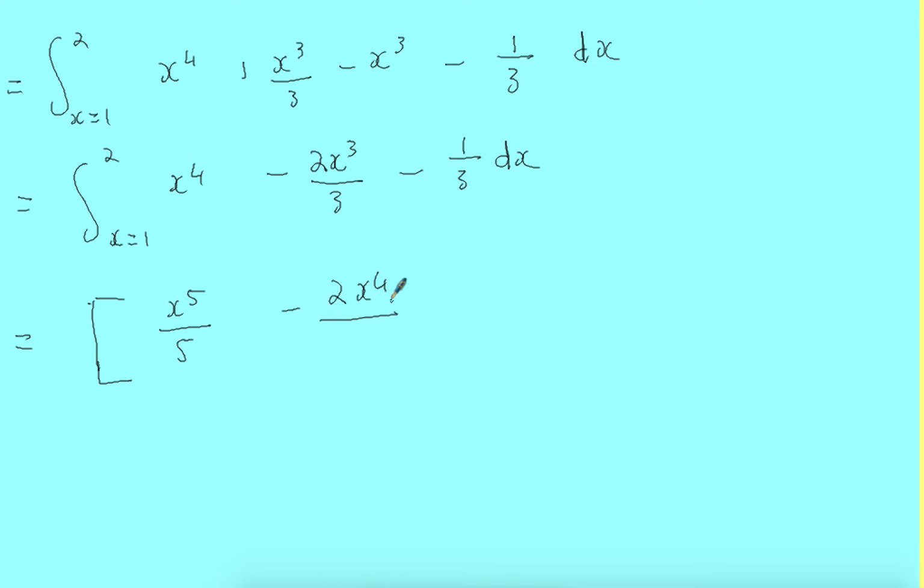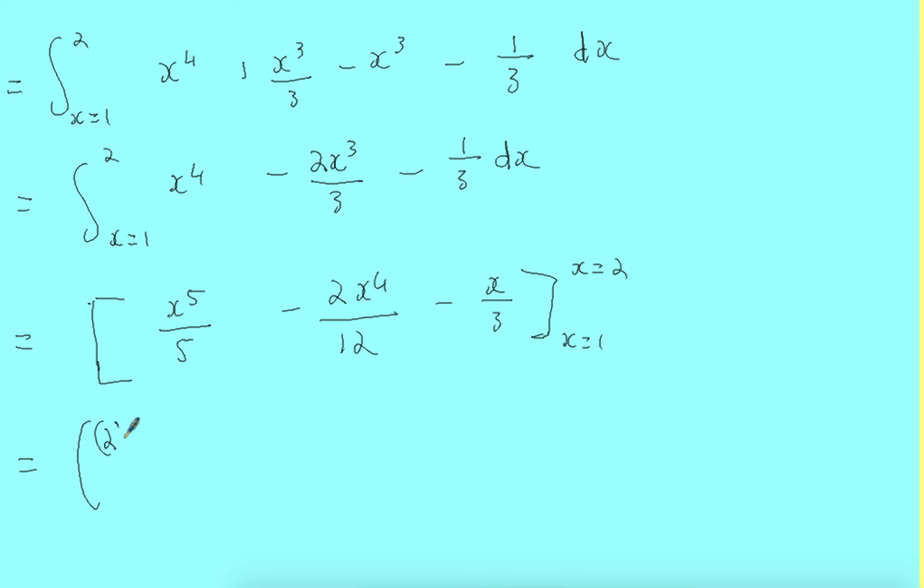So move up the power by 1 divided by the new power, and a third is just going to become x over 3, or a third x, whatever way you want to look at it. And my limits are x equals 1 and x equals 2. So let's substitute those limits in.